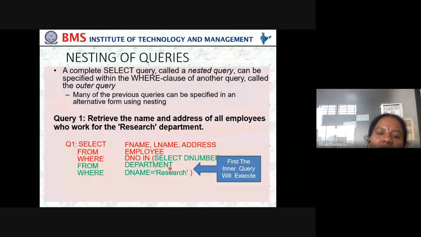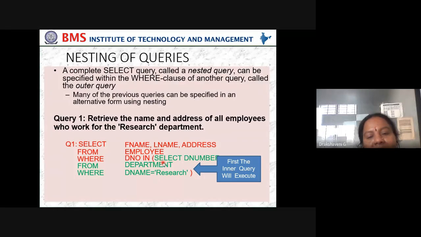So we have seen about nested queries. What is a nested query? One within one more. That is what is called a nested query. In this example, you can see the green one is the inner query and the red one is the outer query. First, the inner query will be executed. After that, the outer query will be executed.